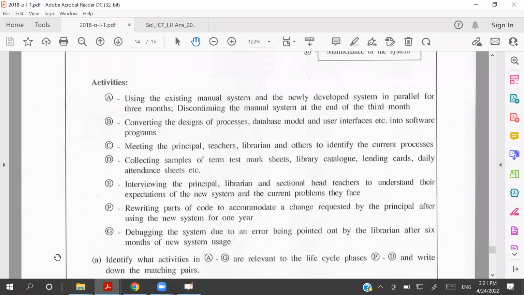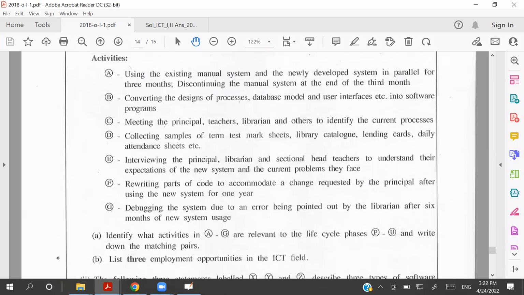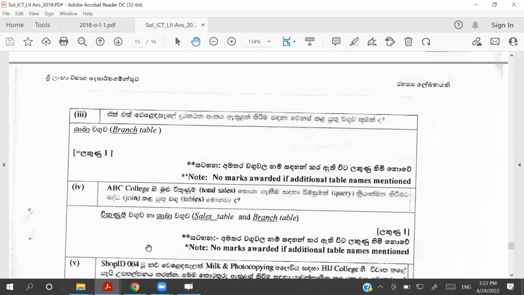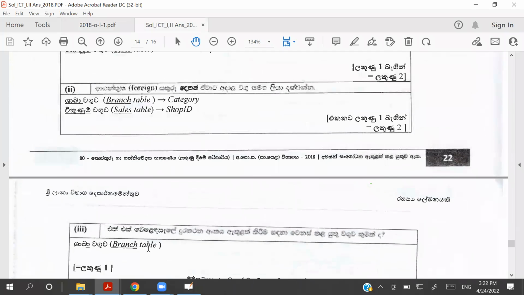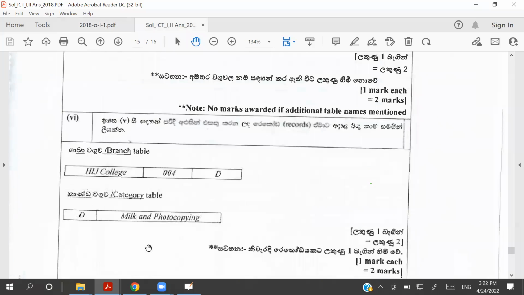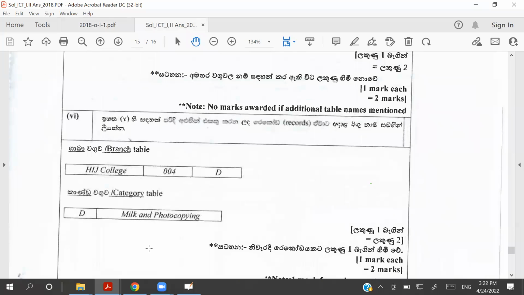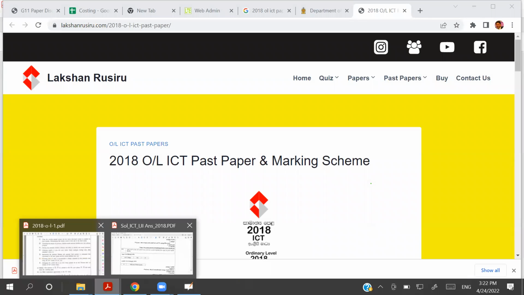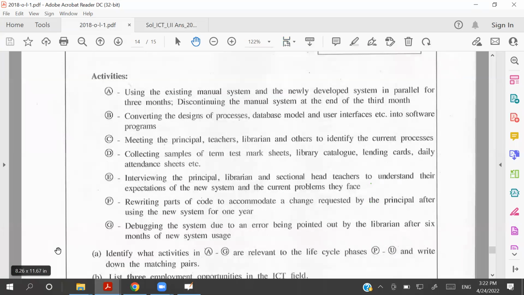Okay, so let's go with the marking scheme with that as well. Okay, so it is not there in the marking scheme. Never mind, we'll discuss it. All right, so what they are asking is to match the particular phase with the list that they have given below. So let me take the paper.